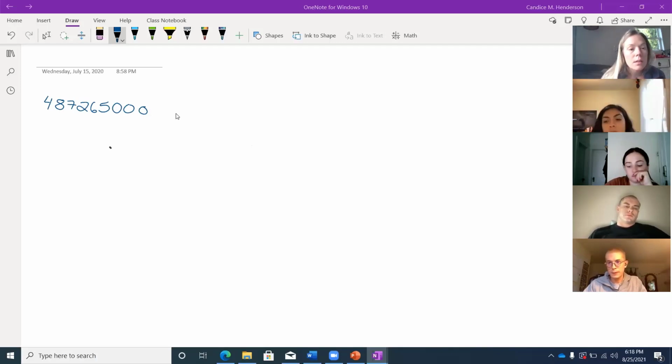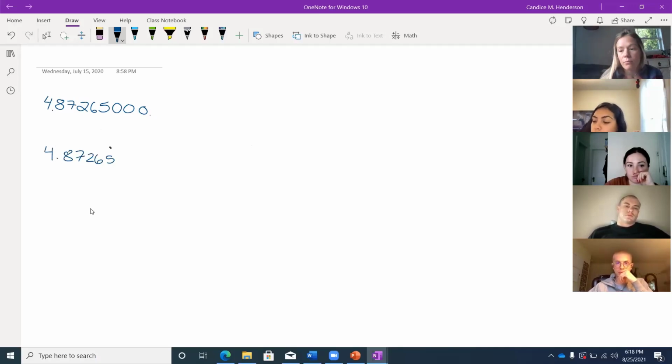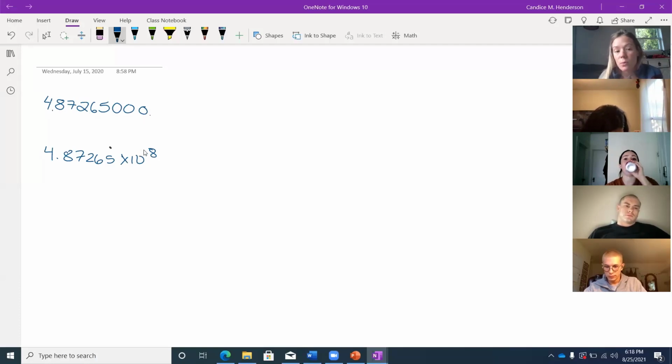So the decimal is currently hanging out right there. We need to get a number between 1 and 10. So the decimal needs to move here. 4.8725. Okay, I'm not going to include those zeros because they're not significant, and we'll talk about what significance means, or sig figs, a little bit later. But for now, we just need to move this decimal over. So 1, 2, 3, 4, 5, 6, 7, 8 hops. So times 10 to the 8th. This is a big number, so we are going to go with a positive 8. Any questions on that?